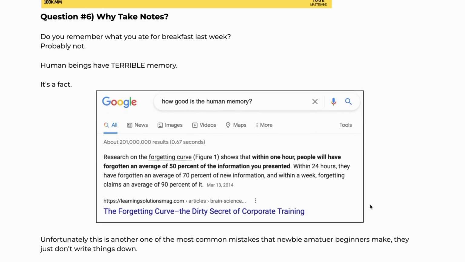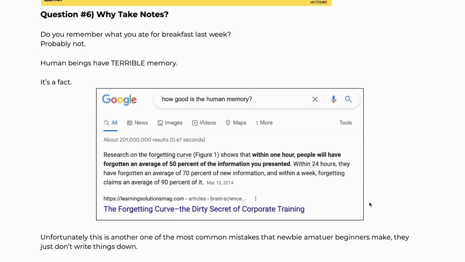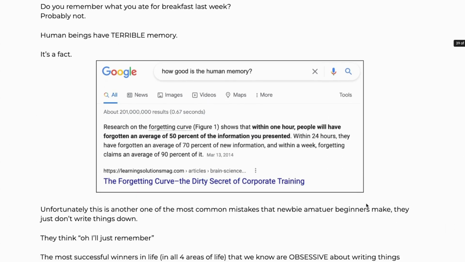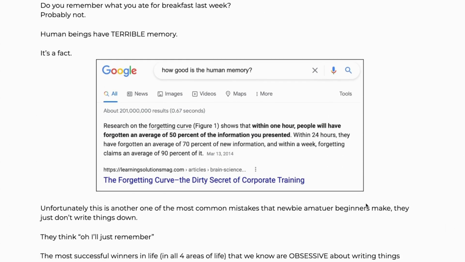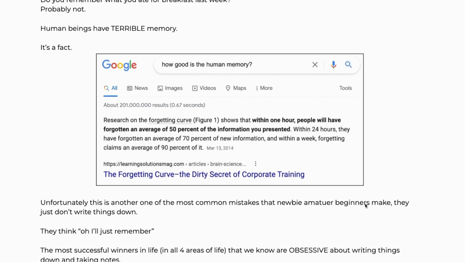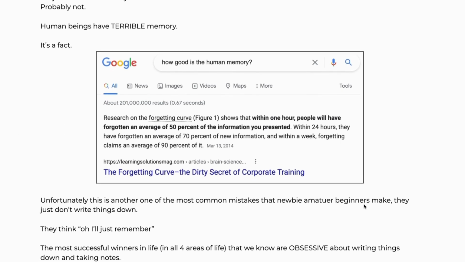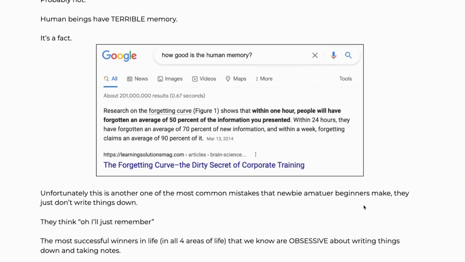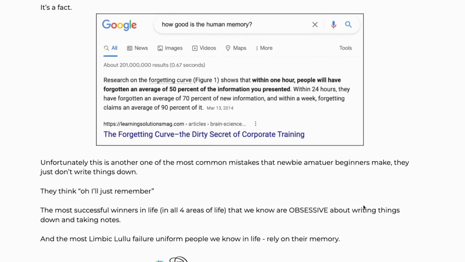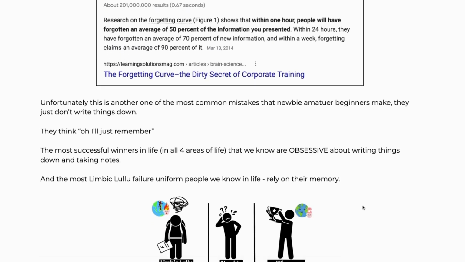Unfortunately, one of the biggest mistakes that we see entrepreneurs and beginners make is saying, "Oh yeah, I'll just remember it." In reality, you look at the most successful people in all four areas of life, right? We know that they are obsessive around writing things down, around the data, around the KPIs, and around taking notes. And yet the people who fail most often rely on their memory.